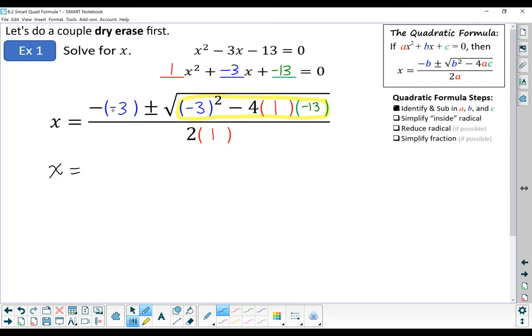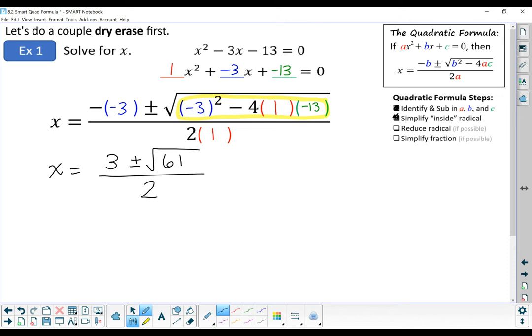This is a -3, so that's 3. And the bottom is a 2. And my calculator just calculated that inside number to be root 61. So we've simplified our radical, or simplified that inside number.